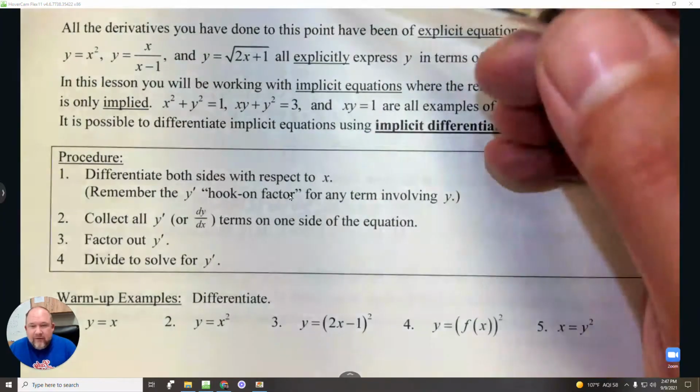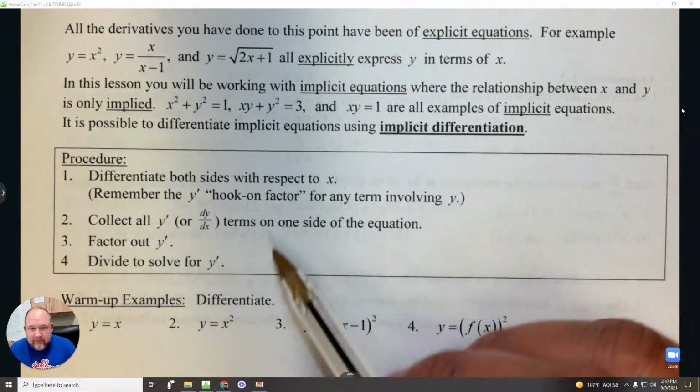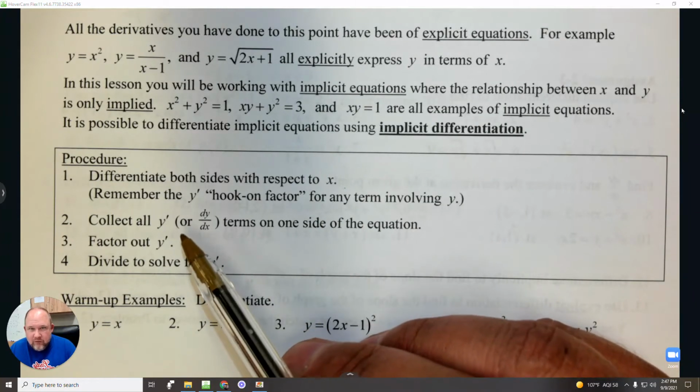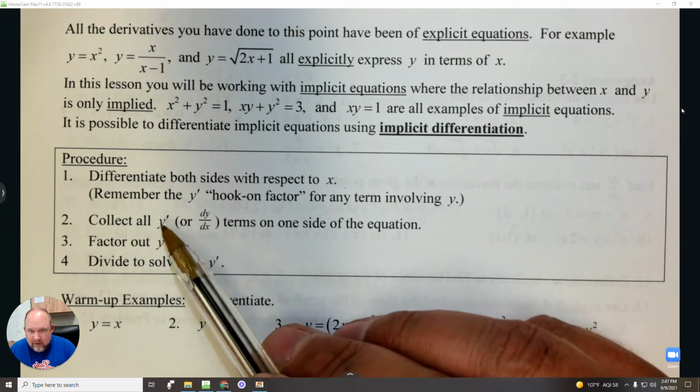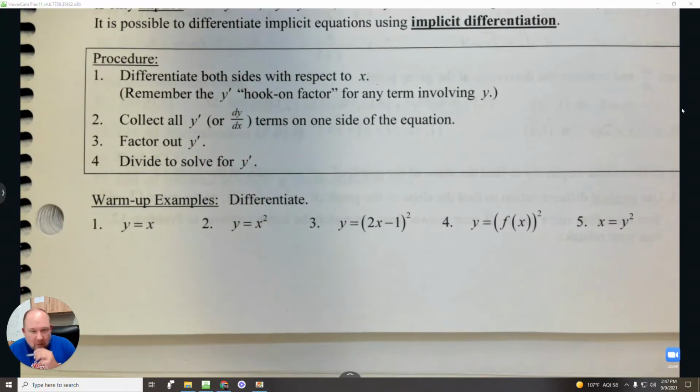So we're going to still take the derivative, but there's going to be a hook-on factor whenever you take the derivative and y is involved. So if you take the derivative with y, you need a hook of y prime, and then there's algebra to get y prime by itself. Here are some warm-up examples.